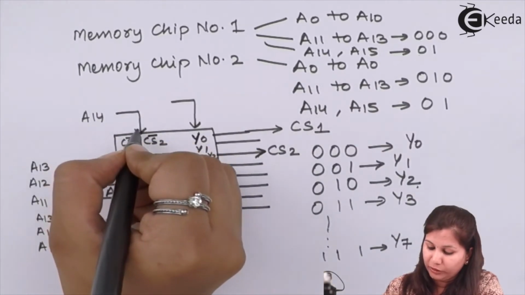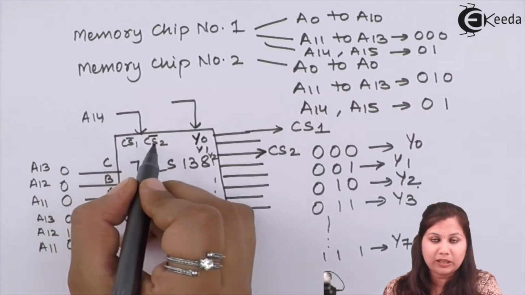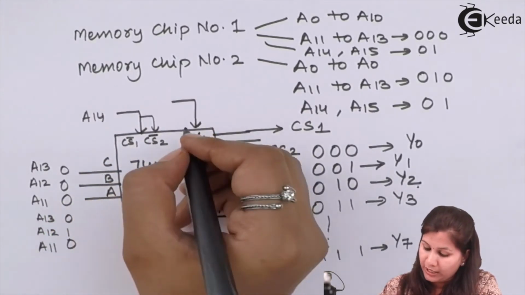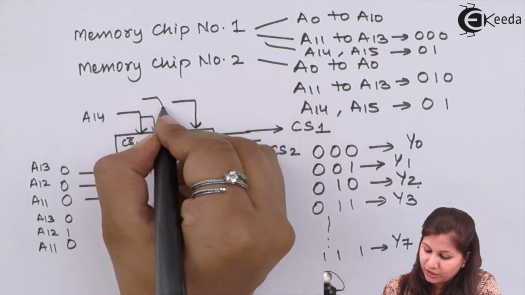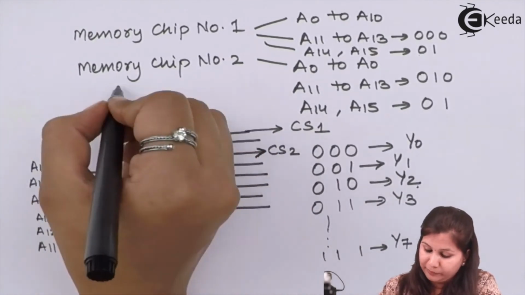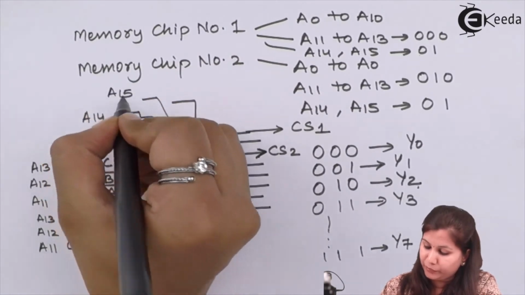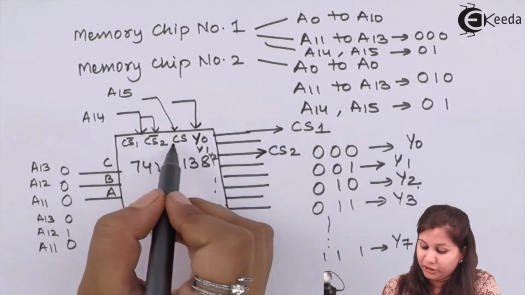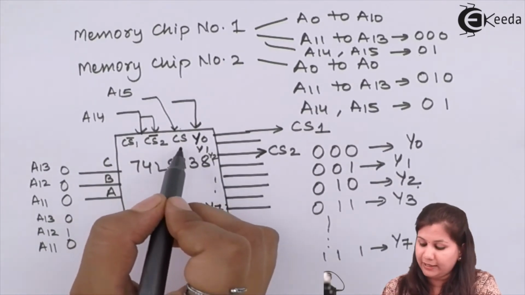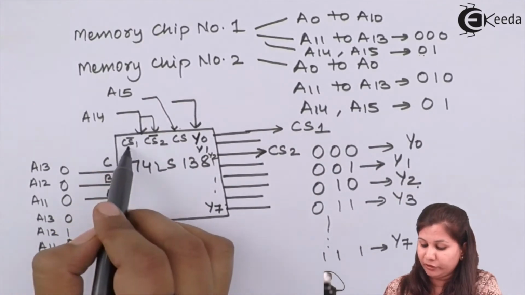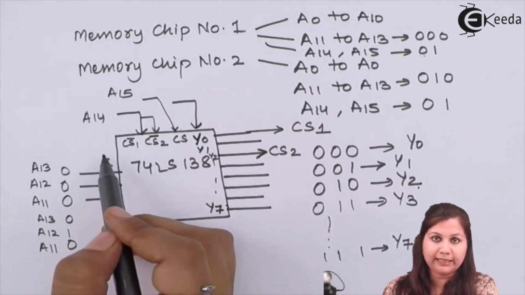So A14 will be connected with the CS1 and CS2 lines, the chip select lines which are active low, and the chip select line which is active high will be connected with A15, because A15 value is always 1. And A14, because its value is 0, will be connected with the active low chip select lines.